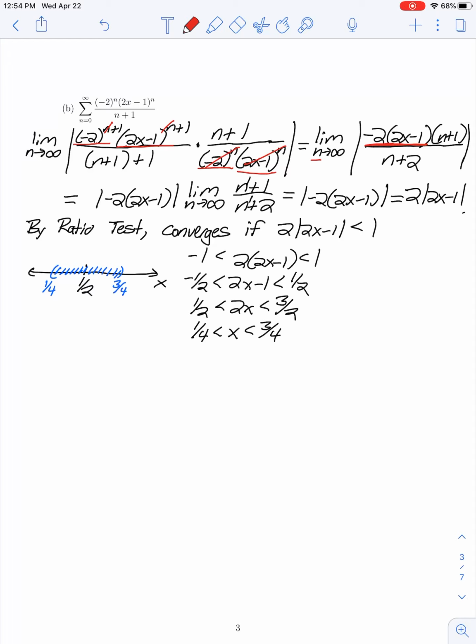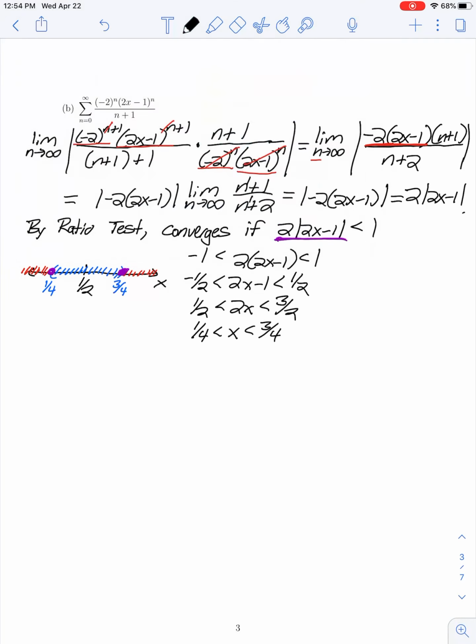Now, outside of that interval, we have divergence. If this limiting value, 2 times the absolute value of 2x minus 1, is greater than 1, that is, if I lie outside of this interval, I'm guaranteed to have divergence. And then the question becomes, well, what about the endpoints? If this limiting value is equal to 1, then we would have x is equal to 1/4 or 3/4, and the ratio test is inconclusive there. We have to try some other test to consider those endpoints separately.